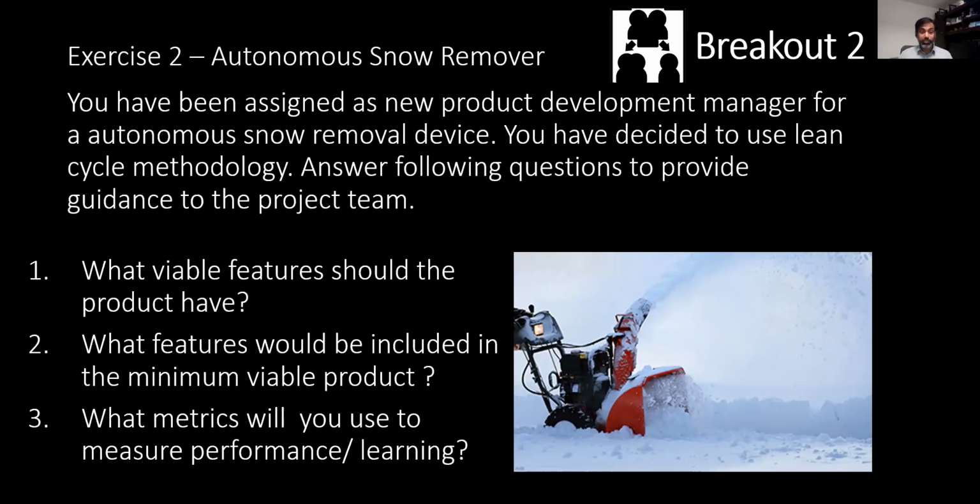What viable features would the product have? Viable could be anything under the sun, right? And then what features would be in the minimum viable product? So when you're doing the viable, just expand your thinking, throw out 4 or 5 different features that the product could have, and then decide which are the minimum that you need for the core product. And then think about some metrics that you would use to test your prototype or your MVP and see how it's doing.